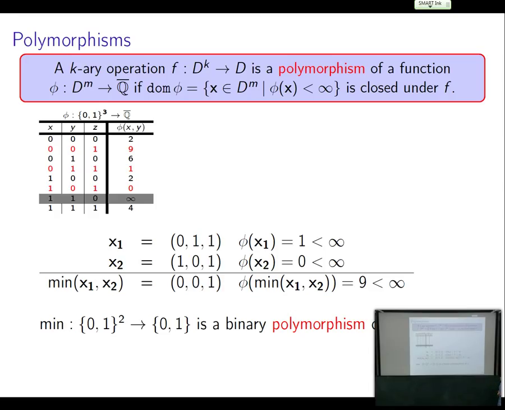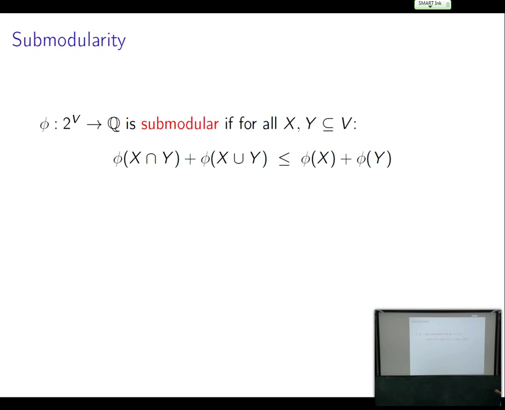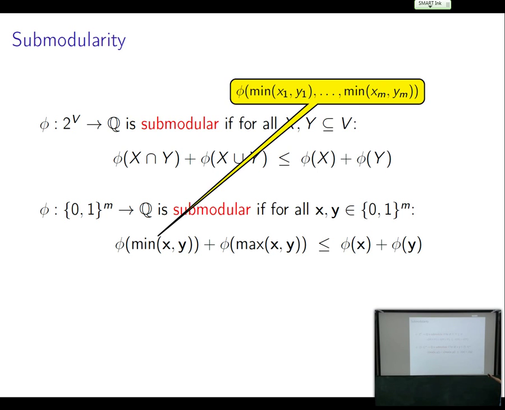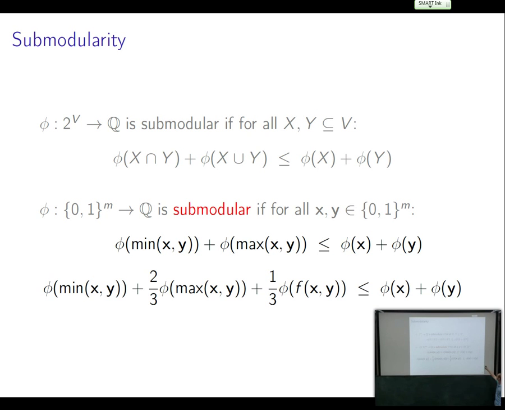Now, polymorphisms are useful for decision problems. If you want to study optimization problems, you need a generalization, called weighted polymorphisms. I'll define them in two slides, but in the next slide, I'll finally show you something about submodularity. This is not the first definition of submodularity this week, but I'm sure it's the last one. Here's an equivalent one using just 0-1 vectors. This is minimal component-wise, we've seen this. I want you to focus on the last inequality. What if I have a function phi that is not submodular but seems kind of close? So for any x and y, the following inequality holds.